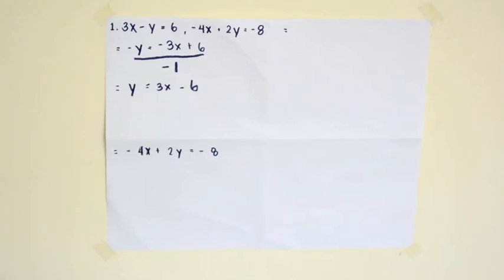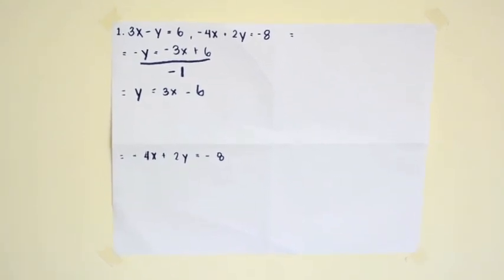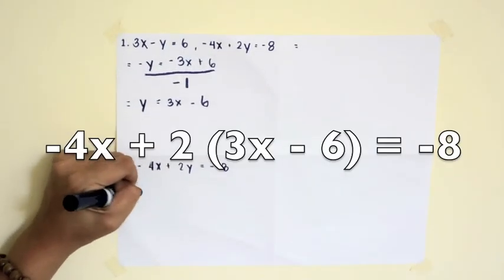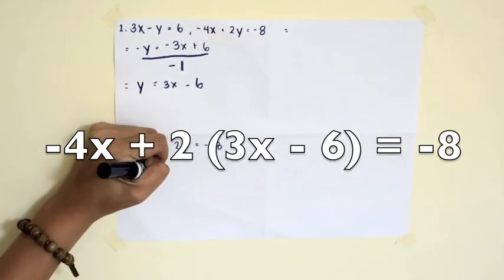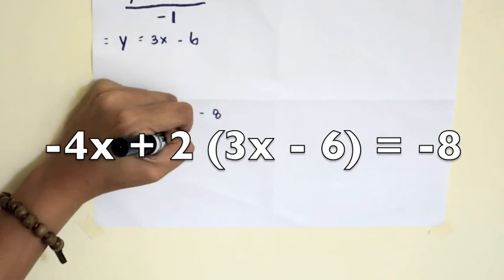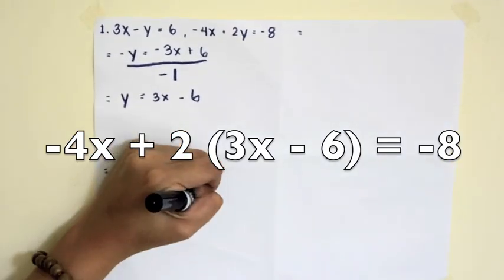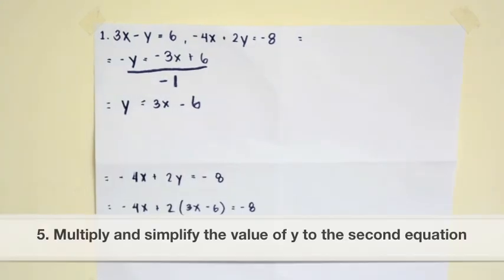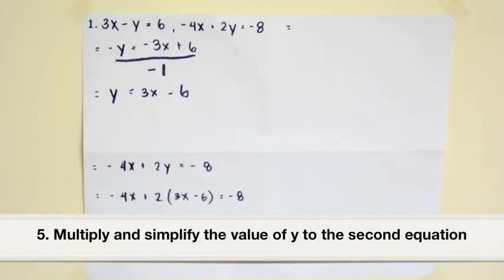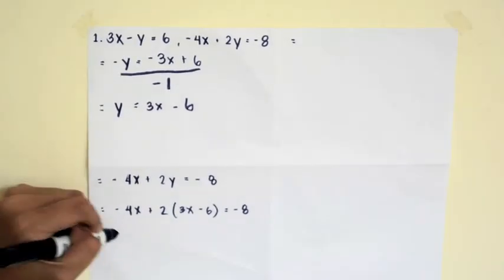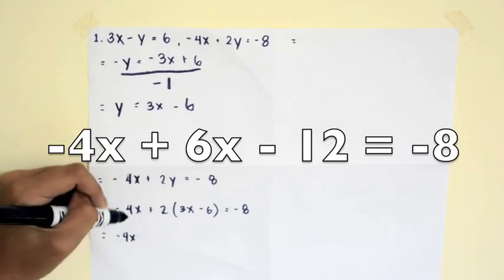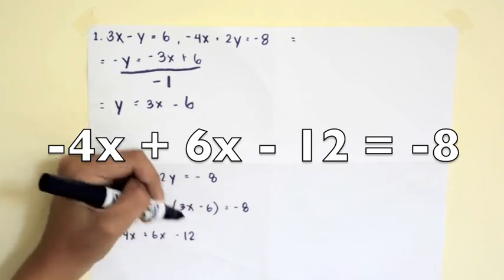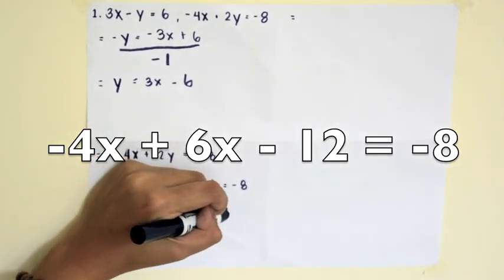Now that we have the value of y, we're going to substitute it now to the second equation. We'll write it as negative 4x plus 2 times 3x minus 6 equals negative 8. Then multiply and simplify 2 with the value of y. It will become negative 4x plus 6x minus 12 equals negative 8.